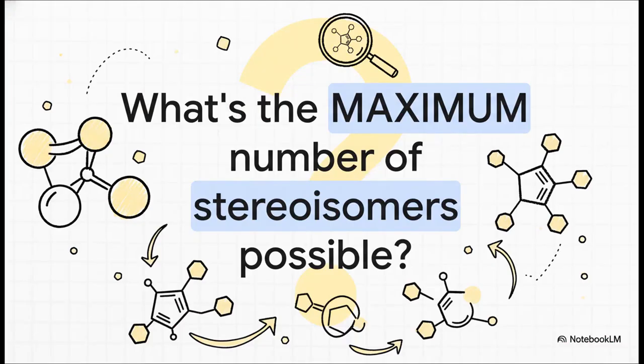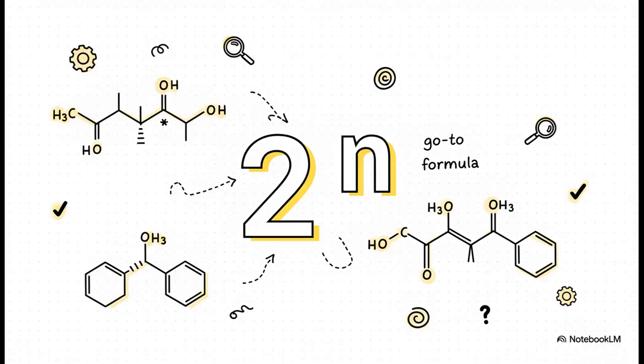Let's kick things off with this super common question. They give you some big complex molecule and ask for the maximum number of possible stereoisomers. You're not going to sit there and draw every single one, are you? No way. You're going to use this: 2 to the power of n, where n is simply the number of chiral centers in that molecule. This is your secret weapon. Just count the chiral carbons, plug that number in for n, and bam, you've got your answer. It's that easy, as long as there's no internal symmetry to worry about.